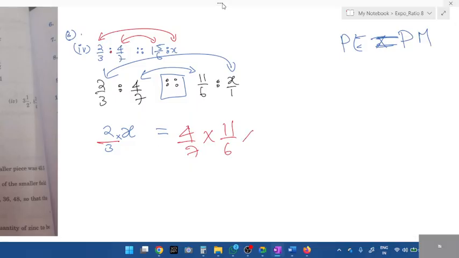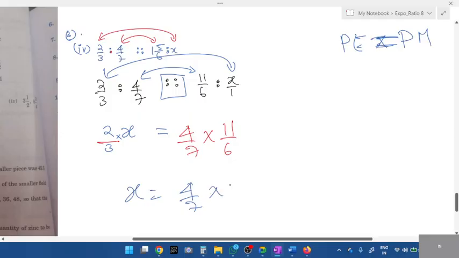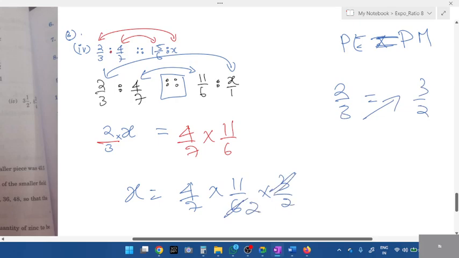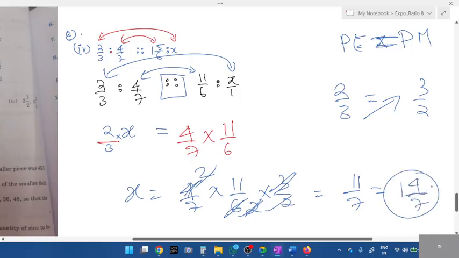Now, what happens to this 2 by 3, students? If 2 by 3 goes to the other side, what do we get? 11 into 6. Only the value will reciprocate. 2 by 3 goes to the other side and becomes 3 by 2 into 3 by 2. Now tell me the answer. 3 ones are 3, 2 ones are 2. 2 and 2 get cancelled. What is left? 11 by 7. 1 4 by 7 is the answer. Now we are getting the answer. Shall we try the next one? Is it clear?